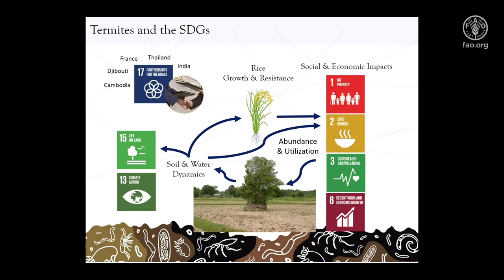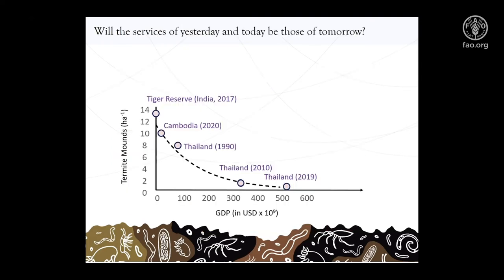And this presentation is a good example because it involves scientists from Cambodia, Djibouti, but also Thailand, India, and France. Next slide, please. Despite the fact that these termite mounds provide many ecosystem services, this chart shows that their density is highly variable, from about 14 in a natural environment in India to less than 1 in Thailand nowadays.